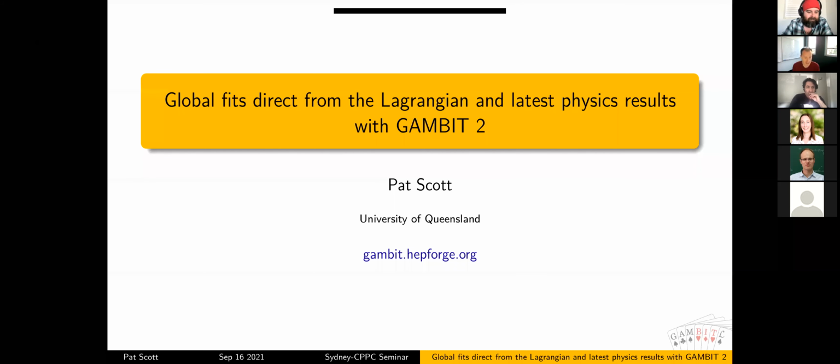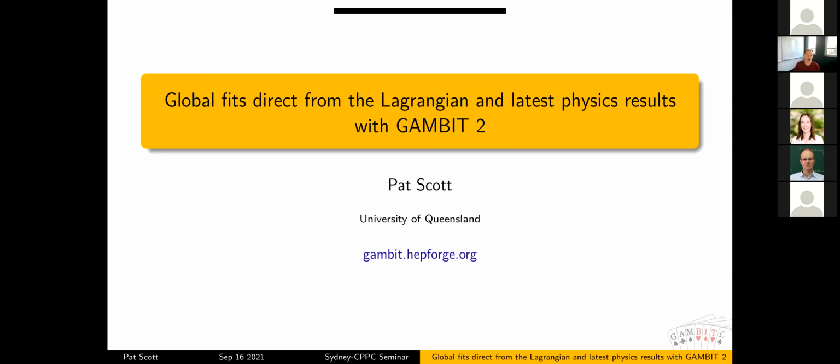Thanks a lot, Kieran. I guess thank you for the very nice introduction. I will just point out that GAMBIT's not only Bayesian inference, it'll also do frequentist inference for you as well. So if you're a particle experimentalist who doesn't like Bayesian statistics, don't despair.